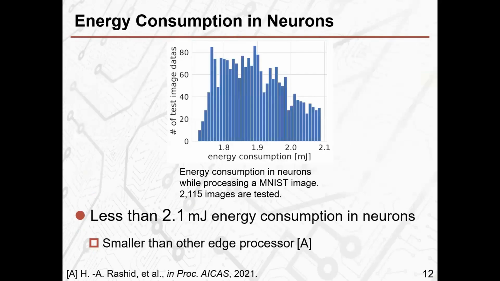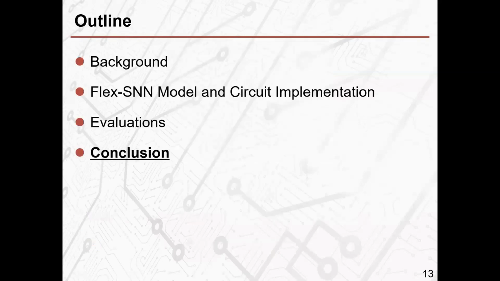And here I show the energy consumption in neurons. This figure shows the energy consumption in neurons when processing MNIST images. We tested 2,115 images, and all of these images can be processed with less than 2.1 millijoules of energy consumption. And this value is small enough to compete with other edge processors, we think.